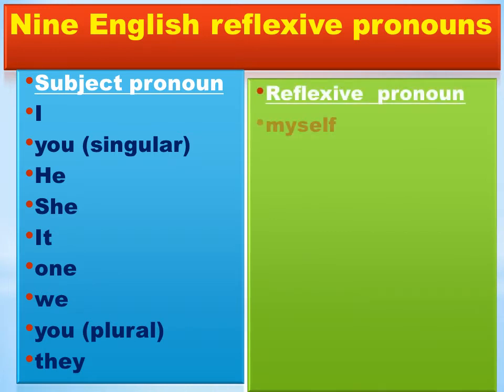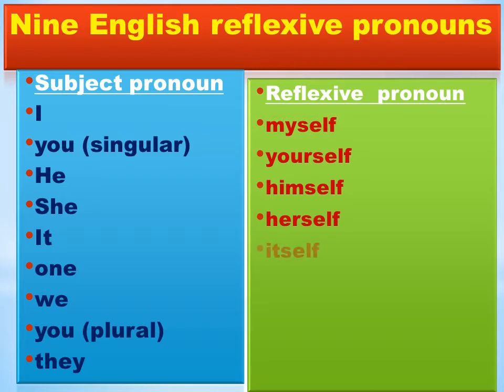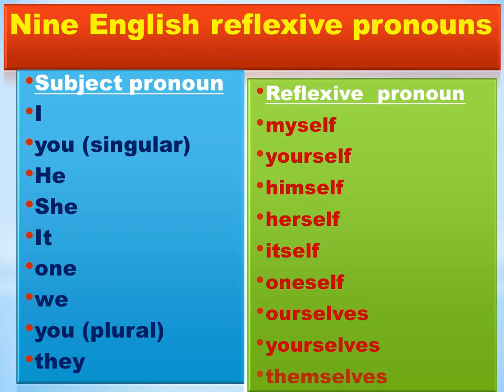When the subject pronoun is I, the reflexive pronoun used is myself. When the subject pronoun is you for singular noun, the reflexive pronoun used is yourself. For he, it is himself. For she, herself. For it is itself. One, oneself. When the subject pronoun is we, the reflexive pronoun is ourselves. When the subject pronoun is you, in plural case, the reflexive pronoun is yourselves. When the subject pronoun is they, the reflexive pronoun used is themselves.